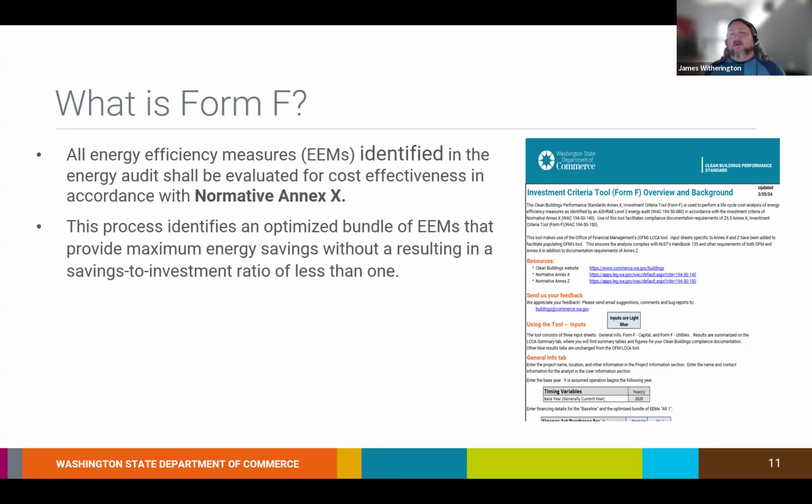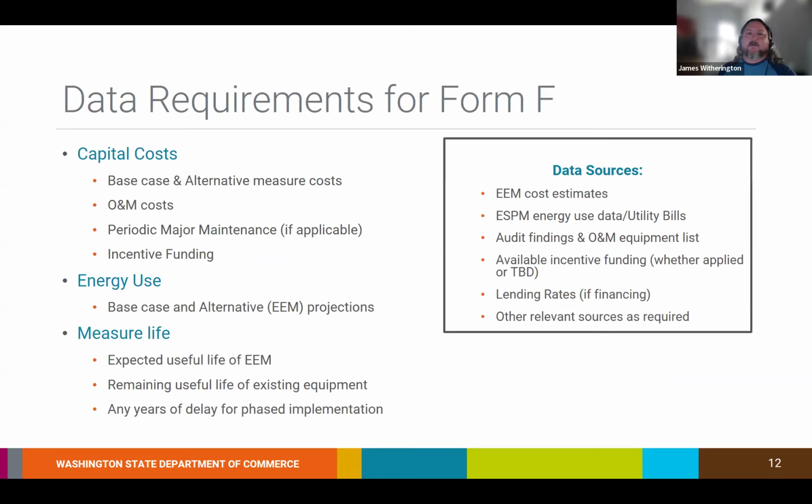Form F is the tool that you use to effectively conduct a life cycle cost analysis. So it's where you put your EEMs to develop your optimized bundle that has that savings to investment ratio, or SIR, of equal to or greater than 1. And those optimized bundles that are equal to or greater than 1 would be considered cost effective and would need to be implemented. Next slide, please.